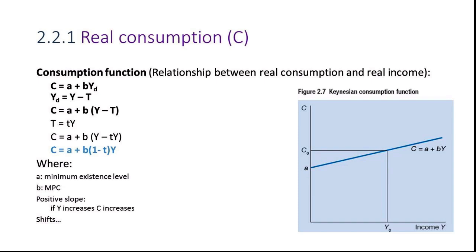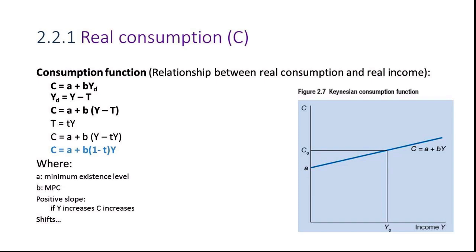the minimum level of consumption that you need to survive. 1 minus t tells you the influence that taxes is going to have on income in order to get disposable income. And B is the marginal propensity to consume, the additional consumption from an additional level of income.